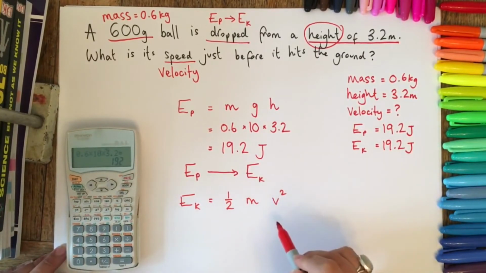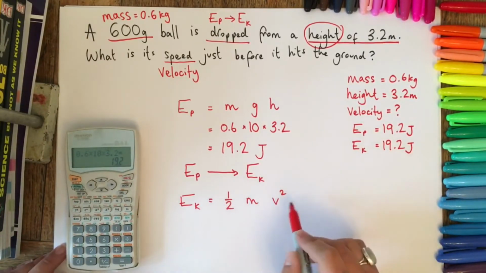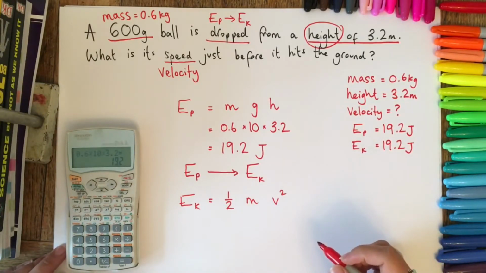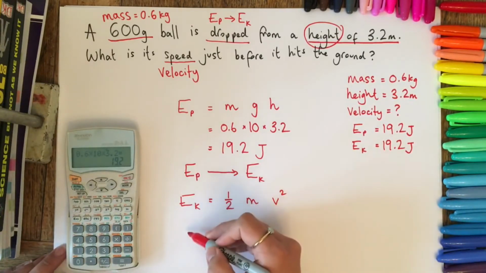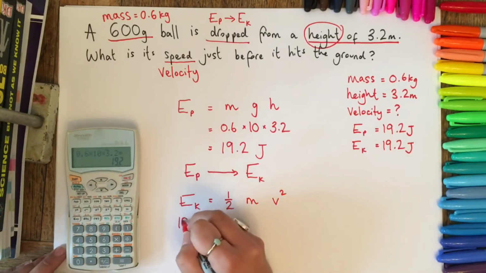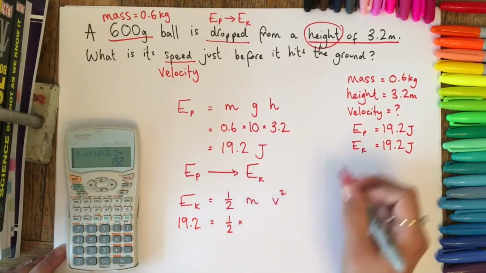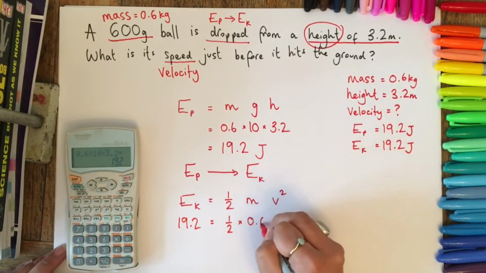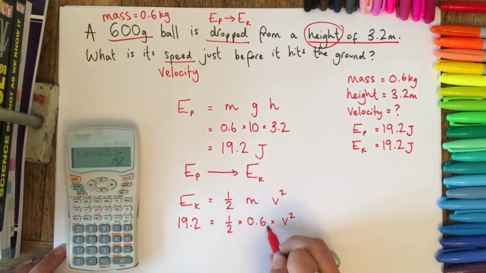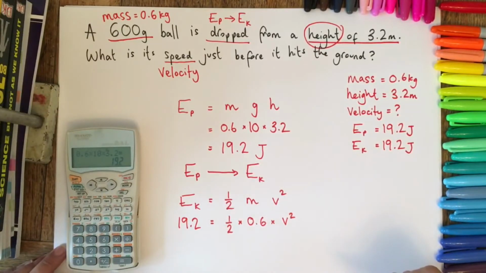Now you could rearrange this algebraically to start off with, or you can substitute in the values and then solve for v. We're going to do that because it tends to be a little bit easier. So if we put down our values that we know directly below the equation, our kinetic energy is 19.2, and then we've got 1/2 times our mass of 0.6 times v squared. I'm going to bunch these two up, so we're going to consider 1/2 times 0.6 a bit of a block.